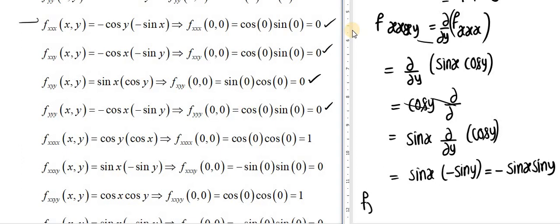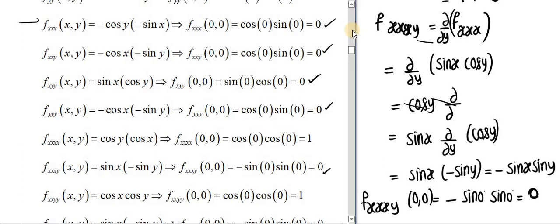Now I am going to find out f triple x y value at (0, 0). That is minus sin 0 into sin 0. Sin 0 is 0. That's why we are going to get 0.